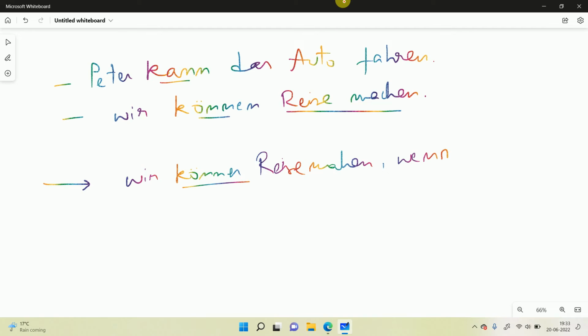When wir können Reise machen, when Peter das Auto fahren kann. So actually you see the same formula applies here as well. Because when is used here, the verb will be pushed to the end, and because a modal verb is used here, the modal verb is going to be pushed to the last place. So let's not confuse ourselves. Let's go weiter. Unnecessarily we will be overstressed otherwise.